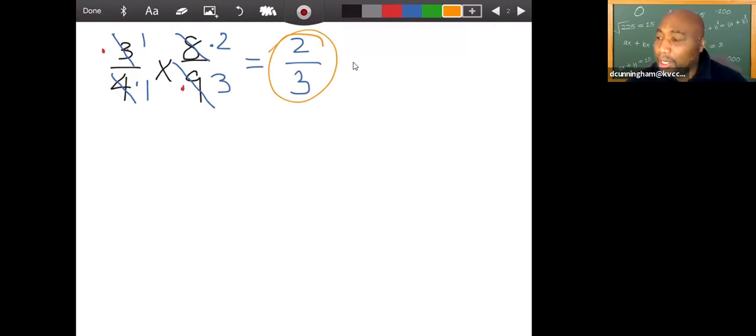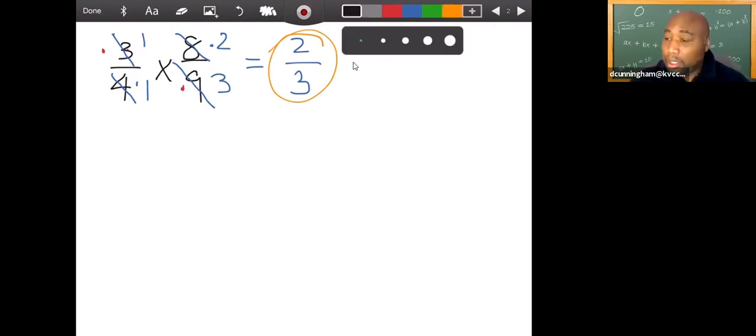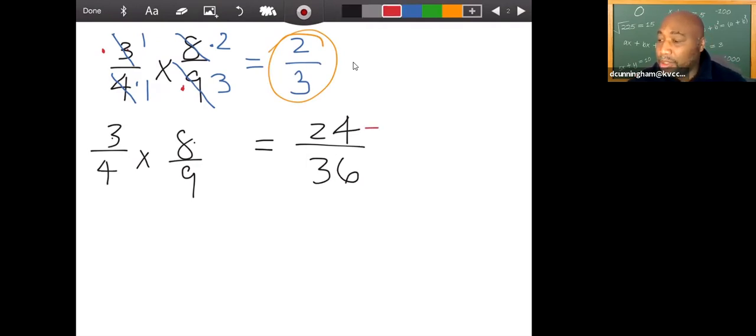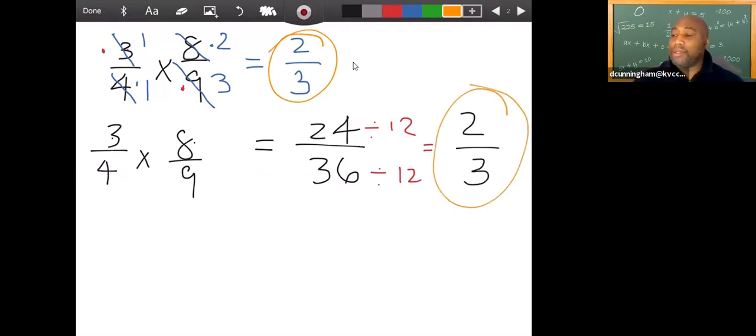Now, if I didn't do it that way, and just did our original way, which you can do, you have 3/4 times 8 over 9. And so 3 times 8 in our case is 24. And then 4 times 9 is 36. In this case, we figure out what number can go into both 24 and 36. I'm going to pick the bigger number. I'm going to say 12 can go into both of them. And if 12 goes into both of them, this gives me the number 2, this gives me the number 3, and we end up with the same answer that we had earlier.